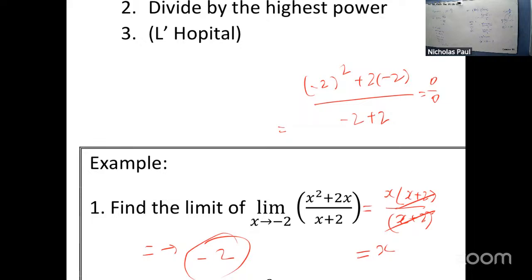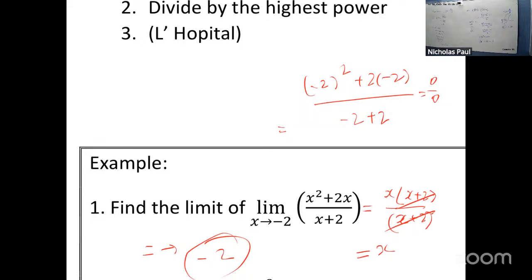If it's indeterminate, you have to try one of the techniques to simplify. So the first thing you do is plug in the value. And if you end up with something indeterminate, then you have to factorize it, then divide by the highest power, always in that order. Okay.